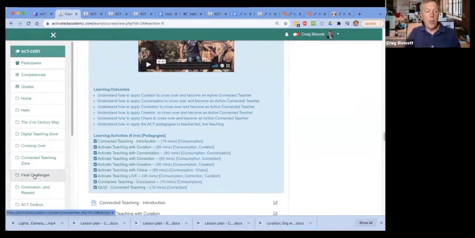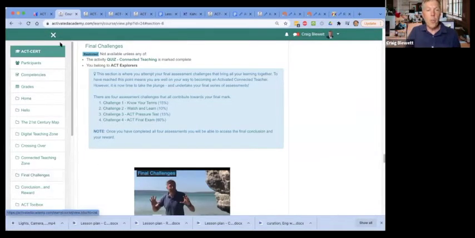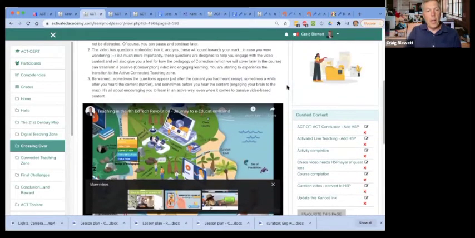And then finally, there's a last little section where there are some challenges, which essentially are some creative assessments, and then the conclusion. Now, just to give you a little sense of the course, I've now jumped into the area which is called the crossing over.